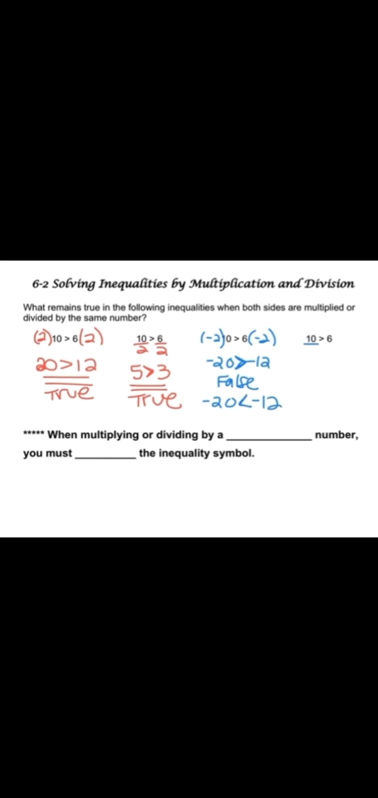Okay. If I divided both sides by -2 and I got a -5 and a -3, if I kept the symbol facing the same way, this again is a false statement. -5 is not greater than -3. So to make it a true statement, my inequality would have to flip and face the opposite direction. So that leads us to the rule. When multiplying or dividing by a negative number, you must flip the inequality symbol. Don't flip everything, just the symbol. We're going to take a look at some of those examples.